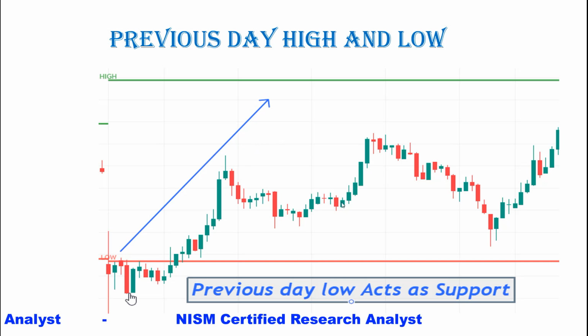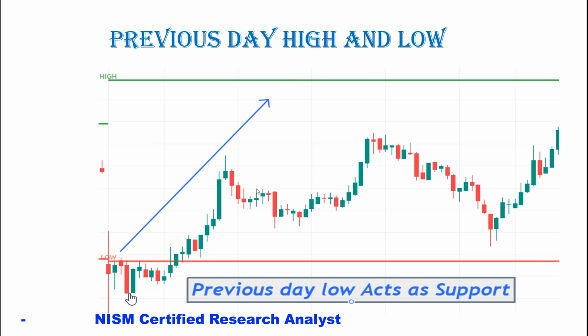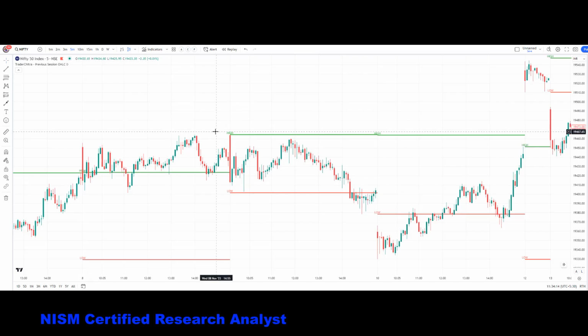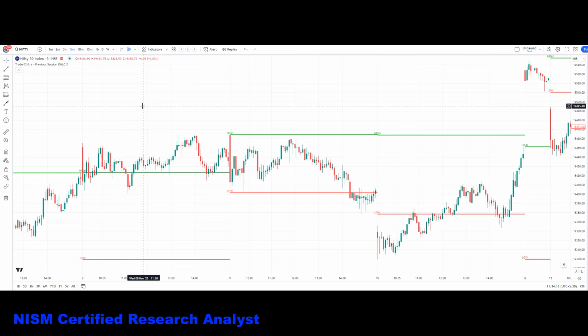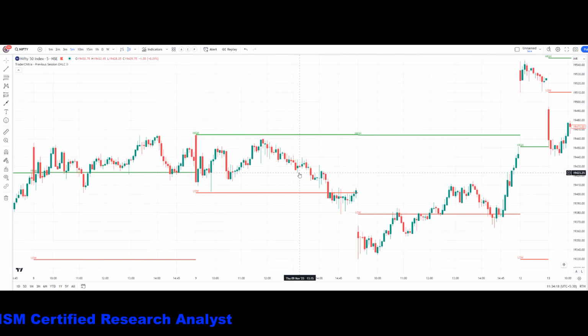Okay. And also, as this is a range bound market, the price didn't breach the previous day high. The market is in between the previous day high and previous day low. This is the Nifty 5 minutes time frame chart. So now we can see a few examples from the chart. Here this green line is the previous day high, and this is the previous day low.